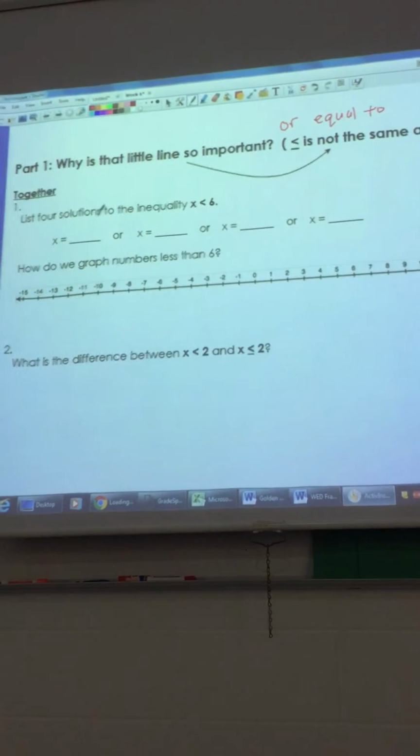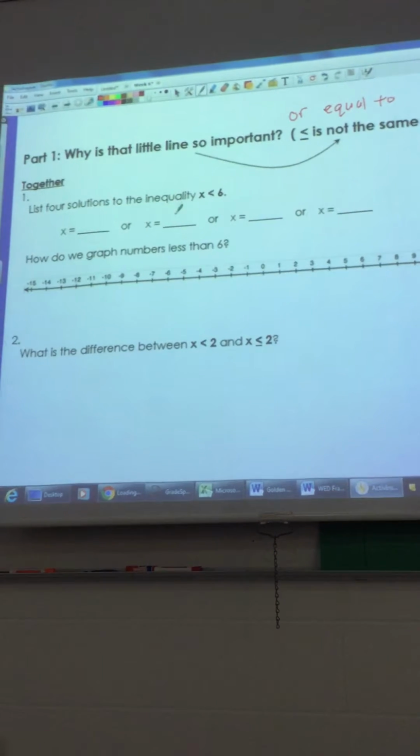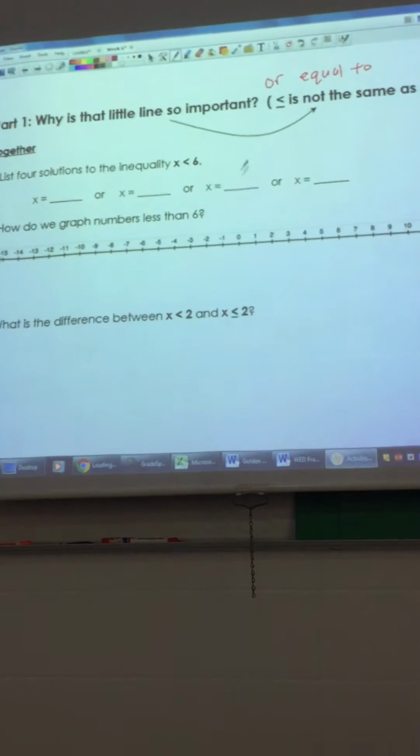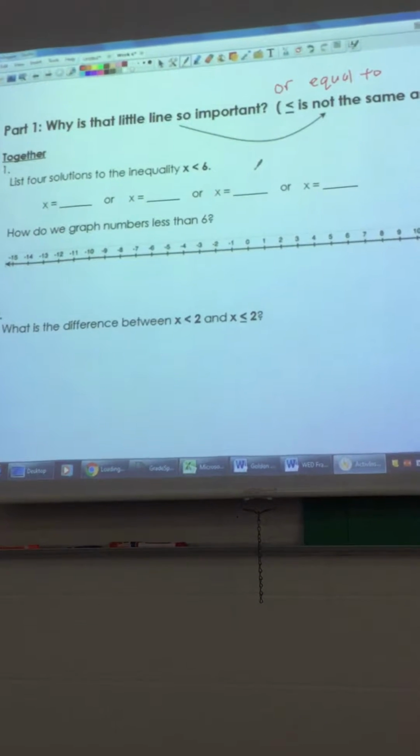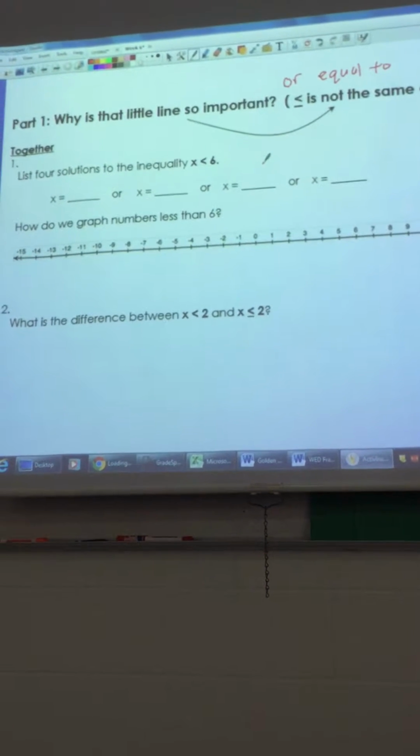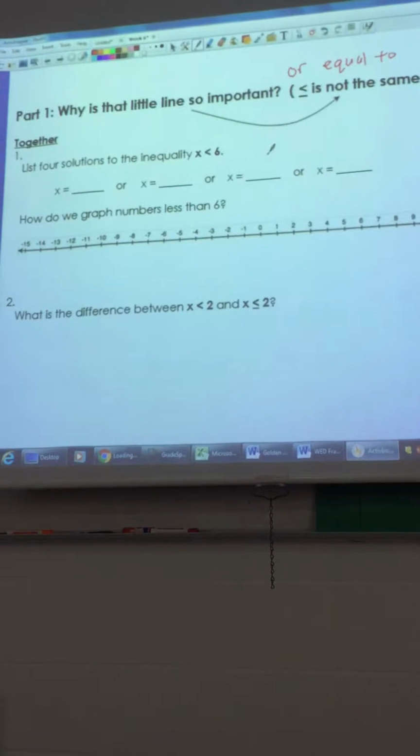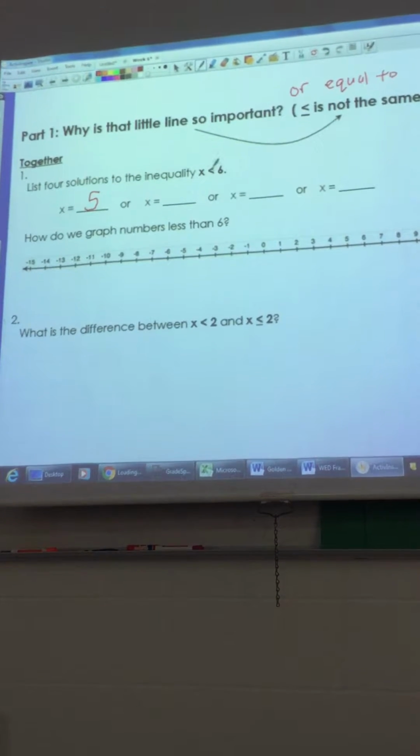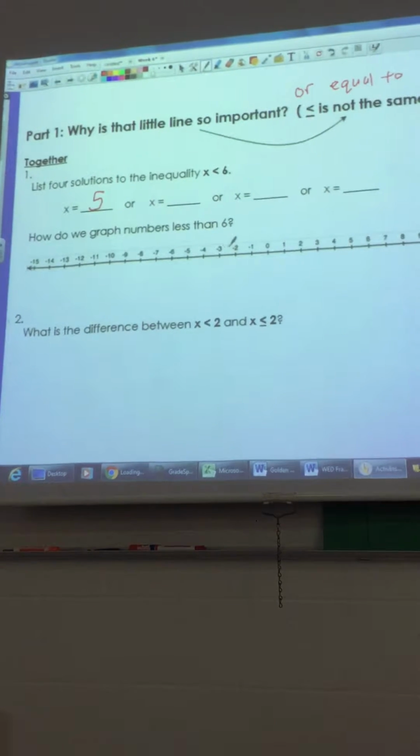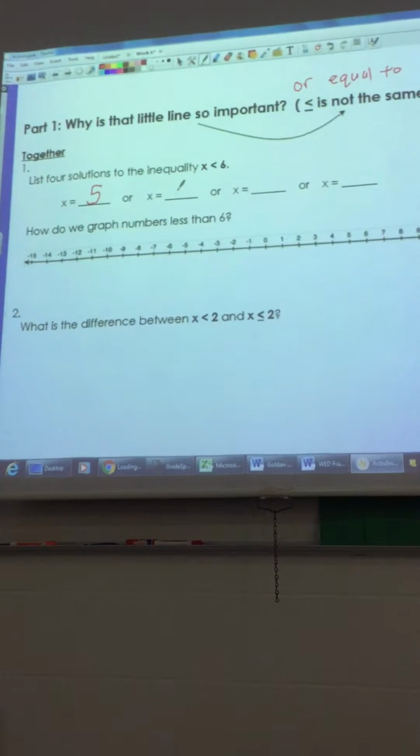The next part says list 4 solutions to the inequality x is less than 6. So what could x be? Give me an example. Is 7 less than 6 though? No. Oh, we could put 5 because 5 is less than 6. What else? 4 or 2.